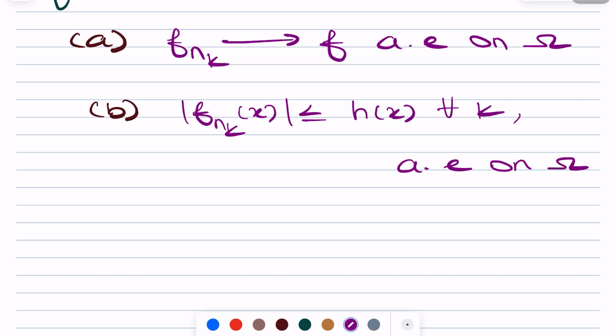So this means that, as I said, from a strongly convergent sequence in L^p, you can always extract a pointwise convergent subsequence, up to a null set, of course.